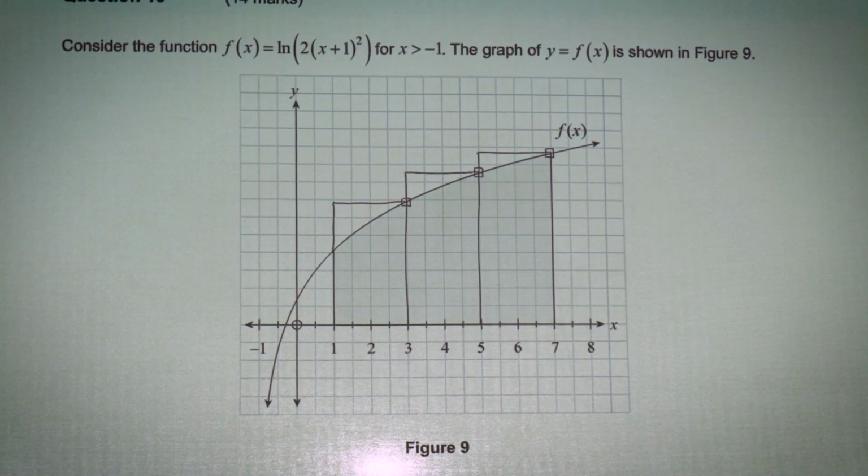All right, the last question. I do like this question. I thought this question was a little bit pretty. That sounds a bit sad, but that's how I feel.